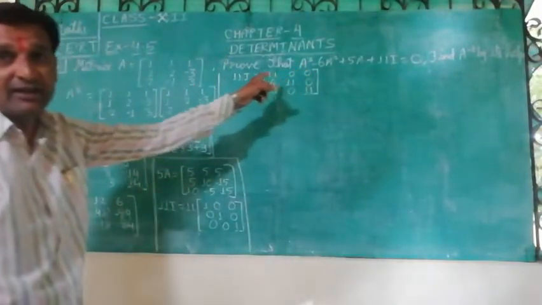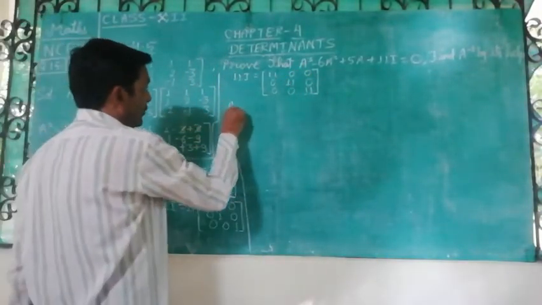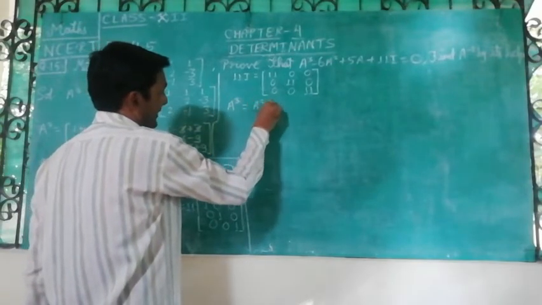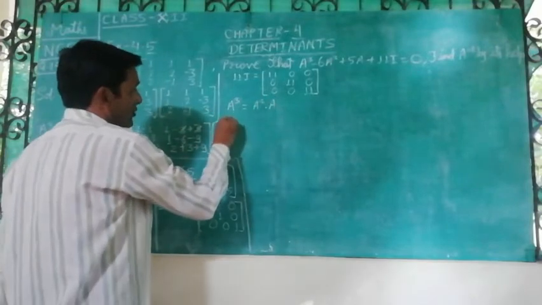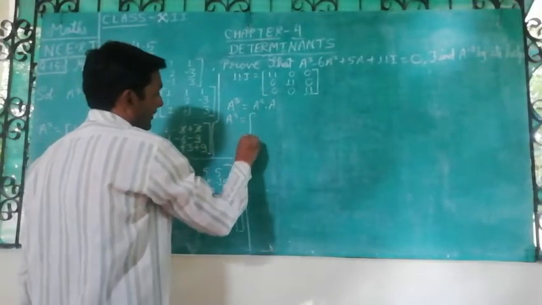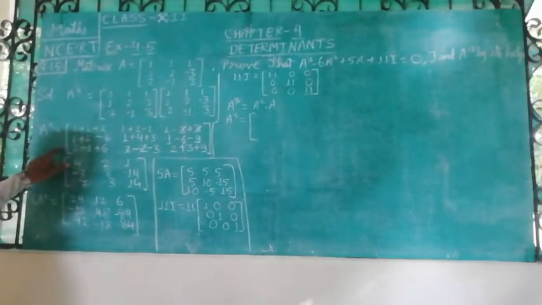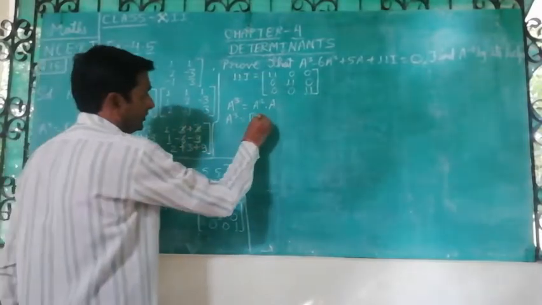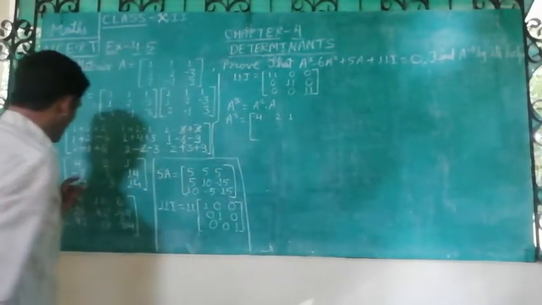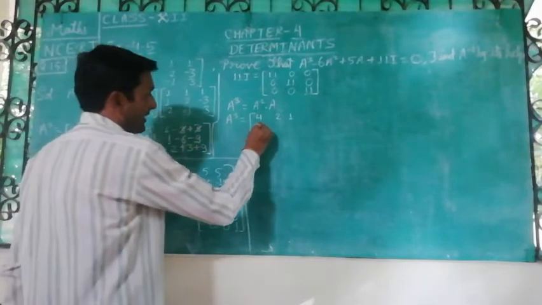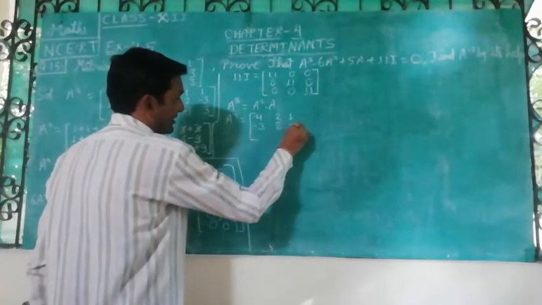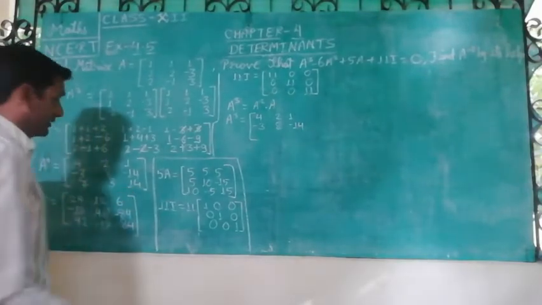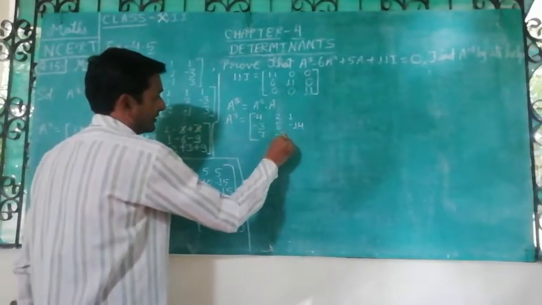Now A cube is needed. So for A cube, what we have to do? A cube is equal to A square into A. So A cube is equal to, here again we have to multiply this A square value with A. This is A square: 4 1 1, minus 3 8 minus 14, and 7 minus 3 14. With A we have to multiply it.